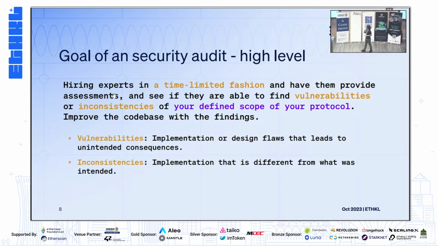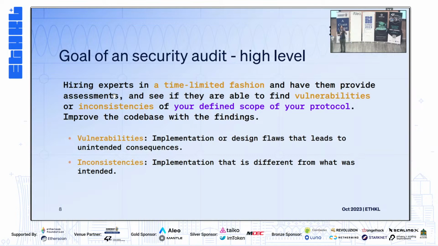A couple things. One, audit itself is a time-limited activity, right? And what we're trying to do here is to assist the project, assist the developers into finding inconsistencies and vulnerabilities, these two things. And here, the last thing is what you defined of your protocol, right? So this is for the developers. Vulnerability and inconsistency, let me expand a little bit there.